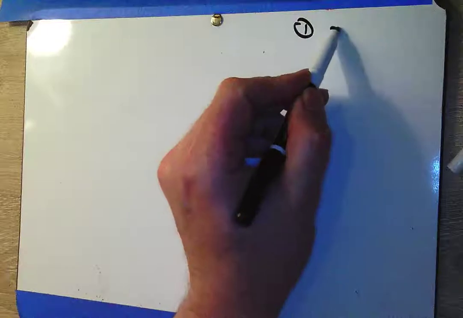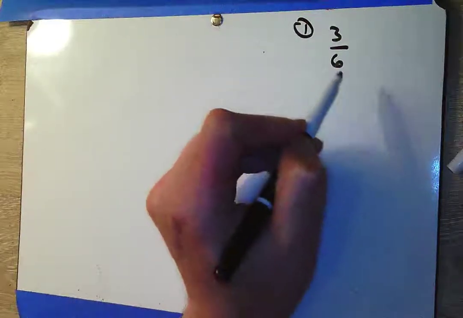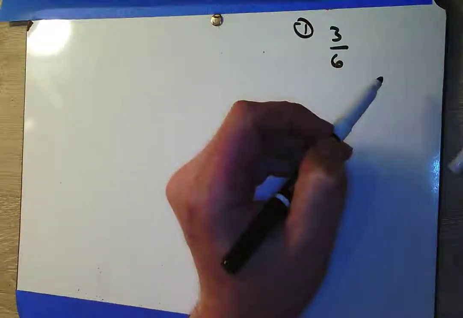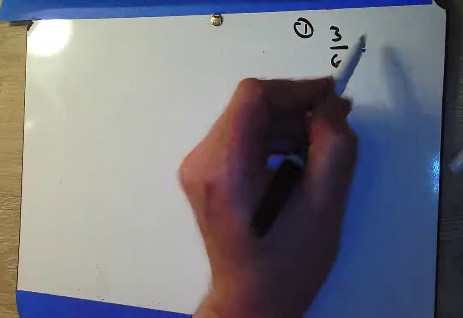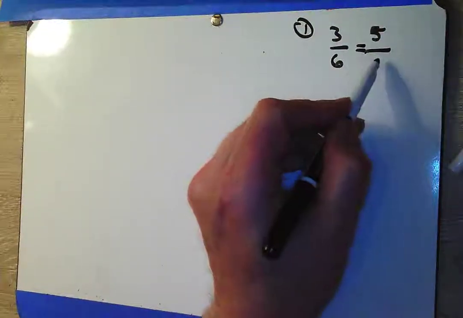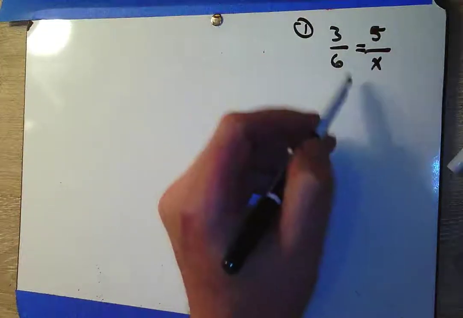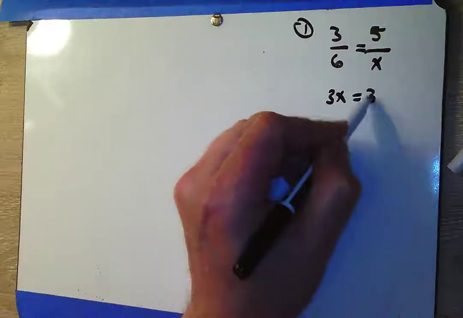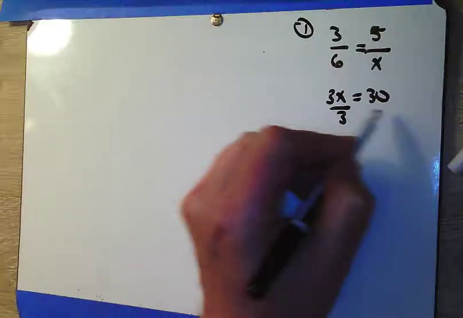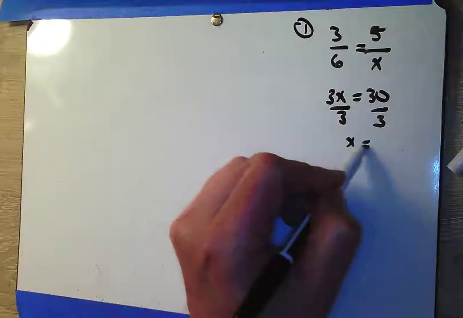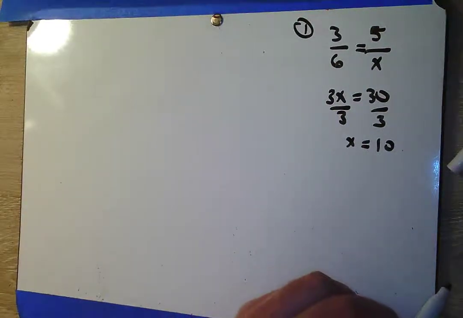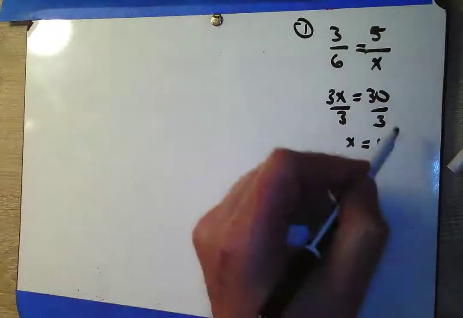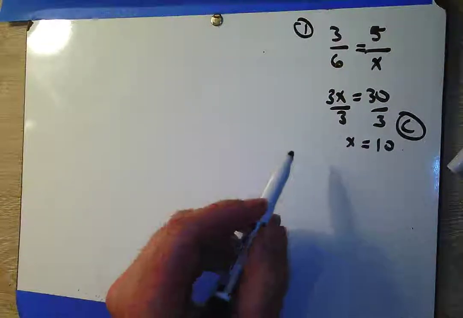Number 1. 3 eggs to make 6 servings. He will modify the recipe by using 5 eggs. How many servings will that make? Well, if I cross multiply, I end up with 3x equals 30, and if I divide by 3, I get x equals 10. 10 servings, and that is choice C.